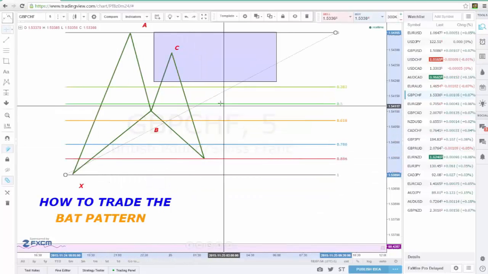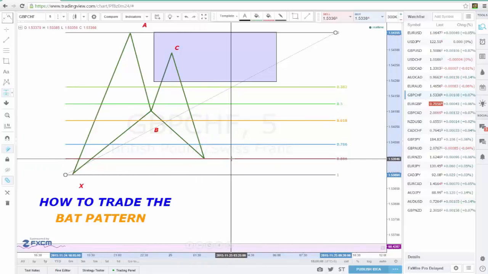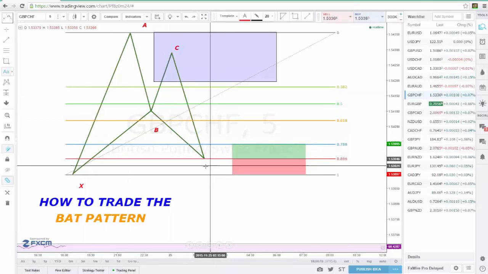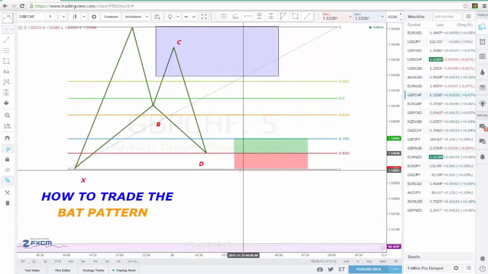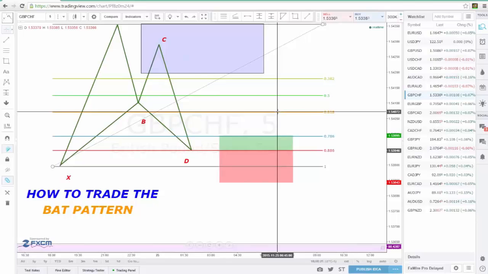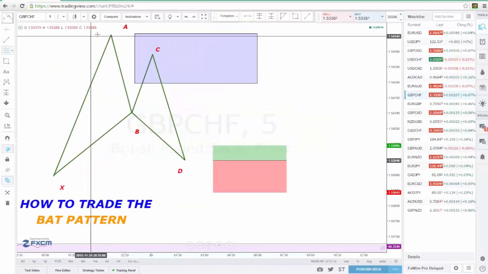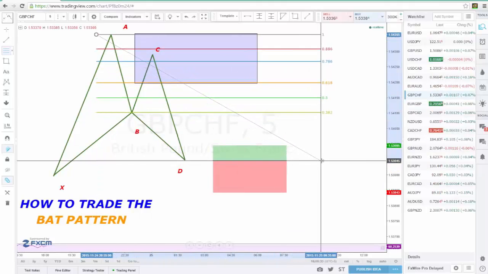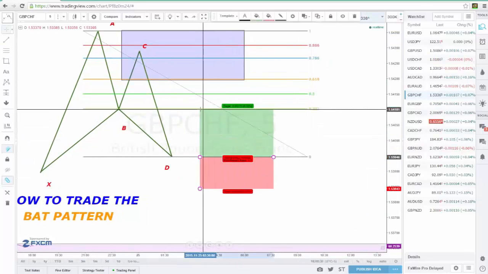And if I was trading this after the C leg had been recreated and it was retracing back down, I would go ahead and put a limit order here at my D point of the pattern, and I would place stops below X, and targets would go at a 382 retracement from A down to D. All the way from A to D, my targets would be here at the 382 retracement.